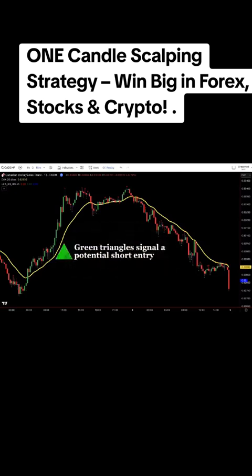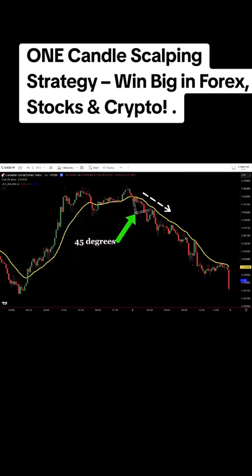Green triangles signal a potential short entry. Red triangles signal a potential long entry. So, when the market breaks out of the range and forms a 45-degree angle, if the market moves downward after the breakout, you will consider the green triangles as potential sell opportunities. If the market moves upward after the breakout, you will consider the red triangles as potential buy signals.